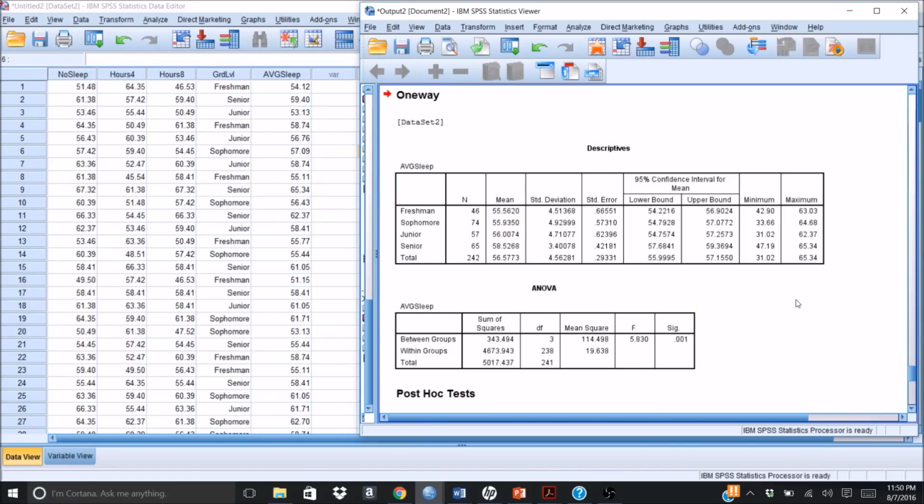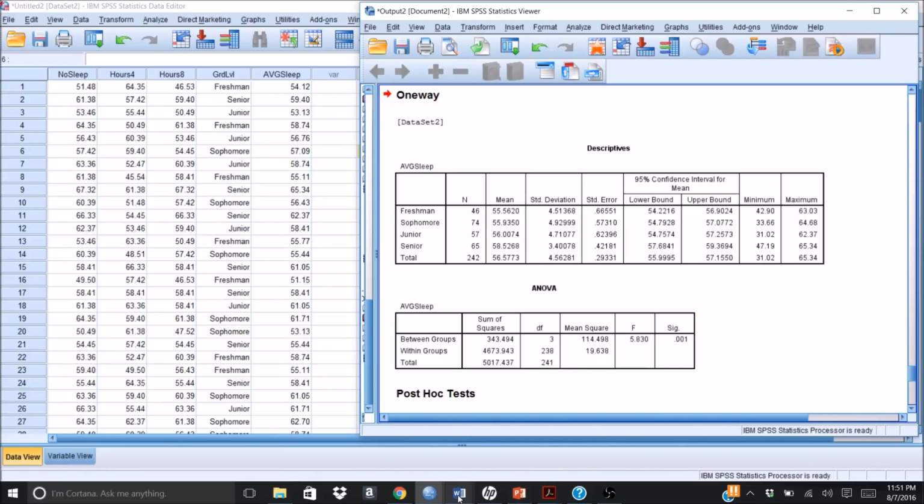So I want to know if there's a difference in grade level. I'm going to look at this box, my ANOVA box. And I see here that my significance is 0.001. So keep in mind, this actually is 0.001. I'm going to write an equals, not a less than. It is significant. And how do I write this up?